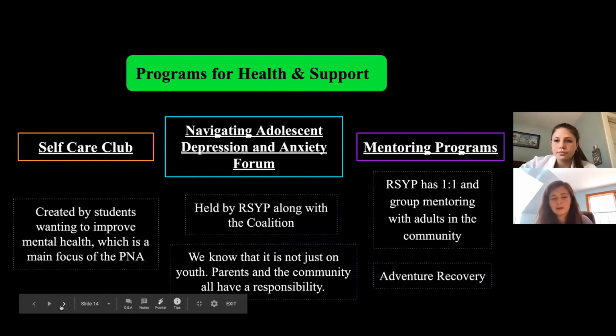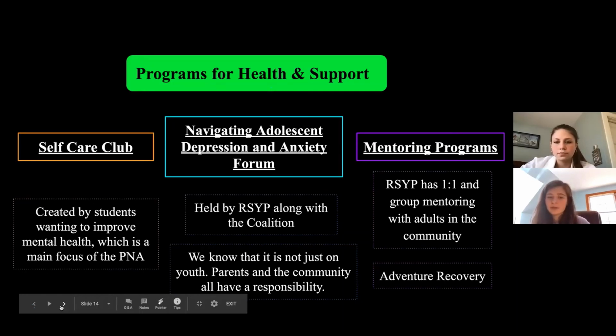There also have been a number of programs just to help our health and support us. One of the clubs that's running right now, the Self-Care Club, wasn't a direct result of the PNA, but it was created by students looking to improve mental health, which is also one of the goals of the PNA, and that's running on Sunday nights now.